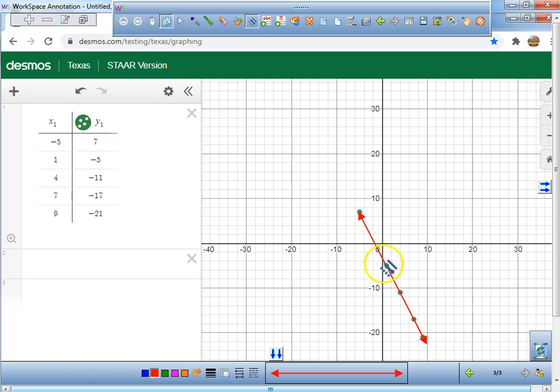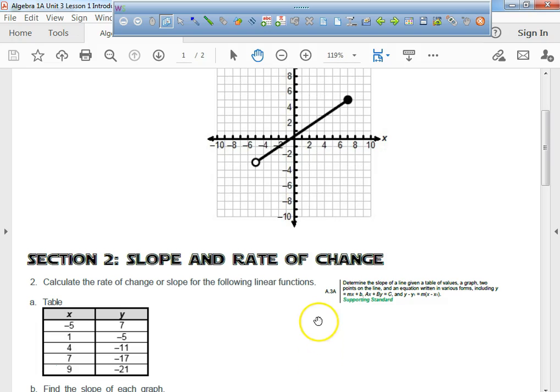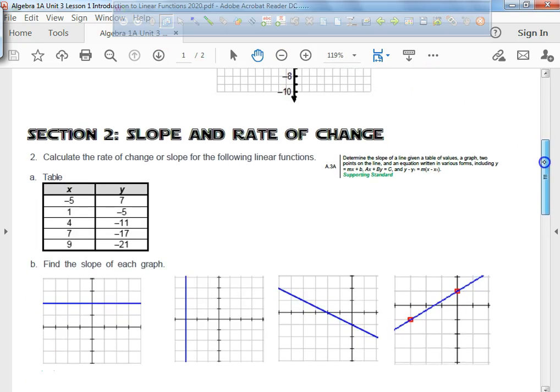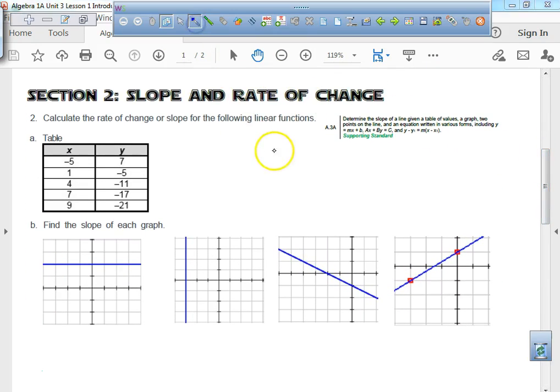And this line has what's called a slope. It has a specific slope to the line. We're going to talk about how to find the slope of this particular line. So let's go back over here. All right. And before we find the slope of the particular line, let's kind of talk about what slope is. Okay? So right here, we have some examples of slope.